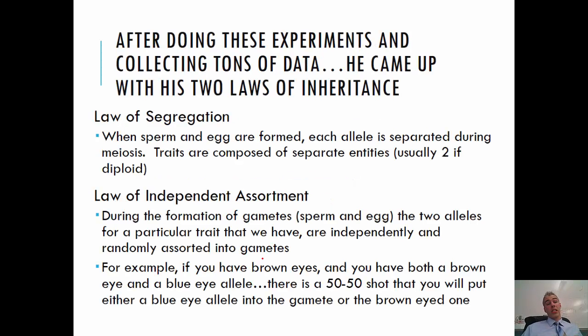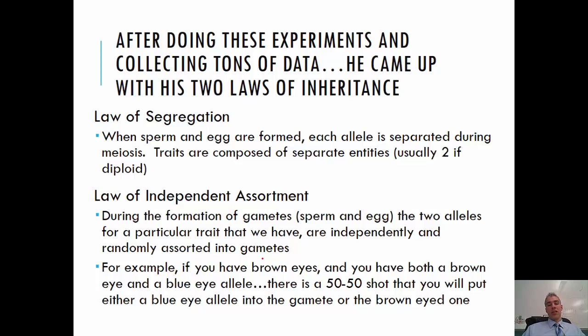So after he did all of his experiments, he came up with two laws of inheritance based on looking at his data and logically thinking about how this is all possible. The first law is the law of segregation. Now, a lot of students have difficulty differentiating between the two laws. Really, as long as you understand the two laws together, that's all you have to know. But I'll try to explain the difference between them as we go through this.